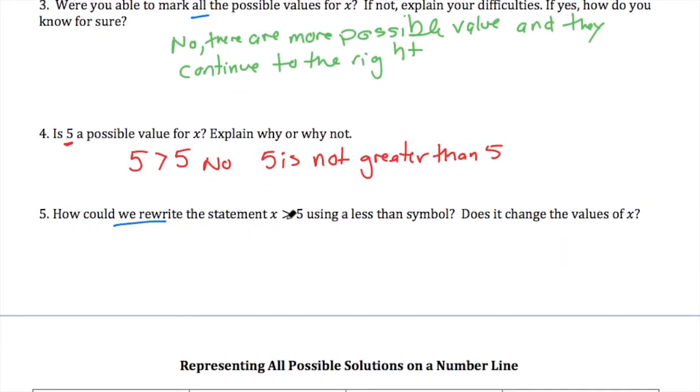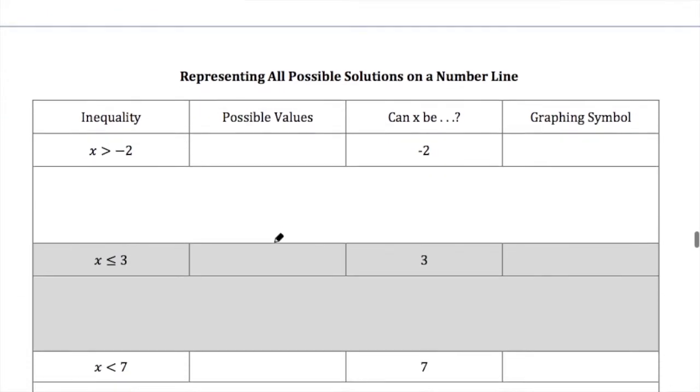What would be another way we could write x is greater than 5 using a less than symbol? Well, we could flip this around. Now notice this is the same. The alligator mouth is eating the x in both situations. Does it change the value of x? Absolutely not. Same expression as before.